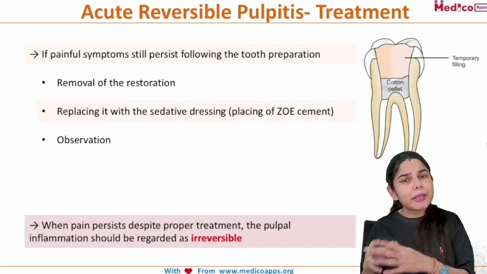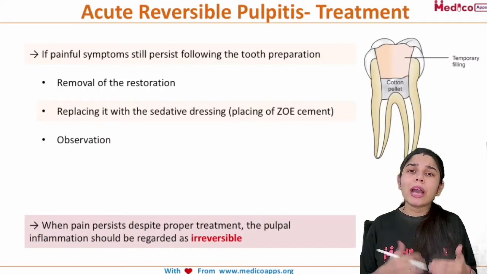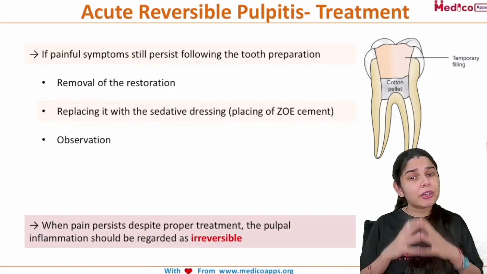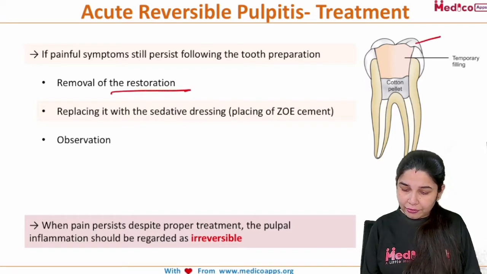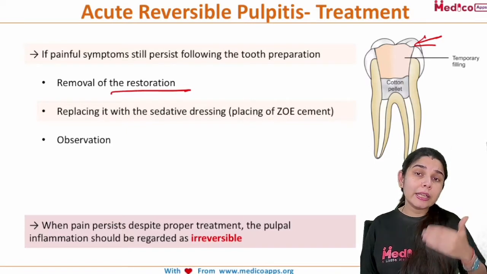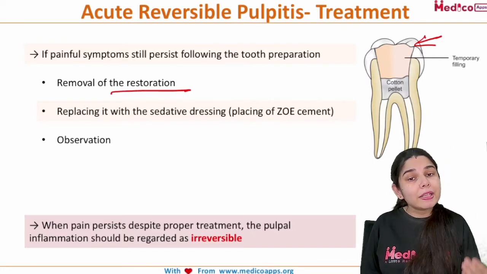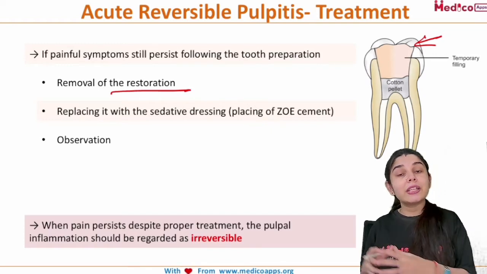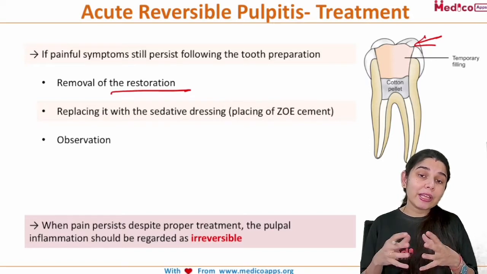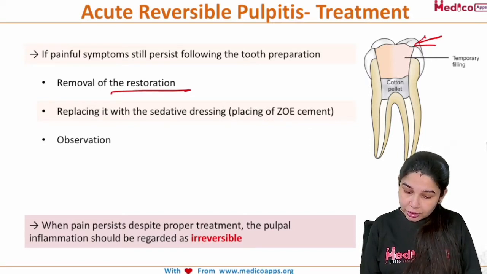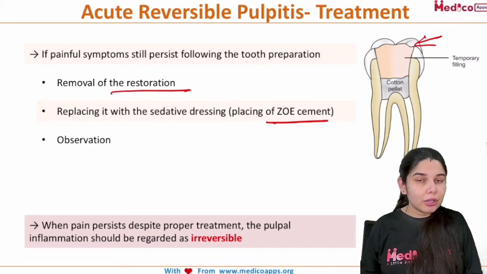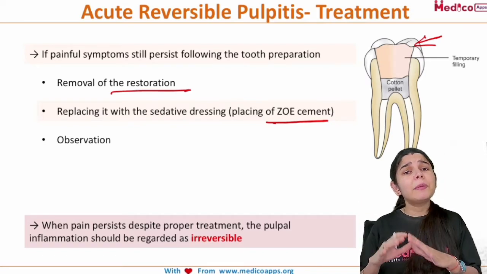But still, if the patient has symptoms of pain, what other things can we do in case of acute reversible pulpitis? In that case, firstly we will remove the restoration which we have done. After that, we can place the sedative dressing. Now sedative dressing is the same which I have just mentioned about the cement. We can give a cement base dressing of zinc oxide eugenol cement to protect the layer. So this will give a sedative dressing, and it will relieve the patient of the pain.